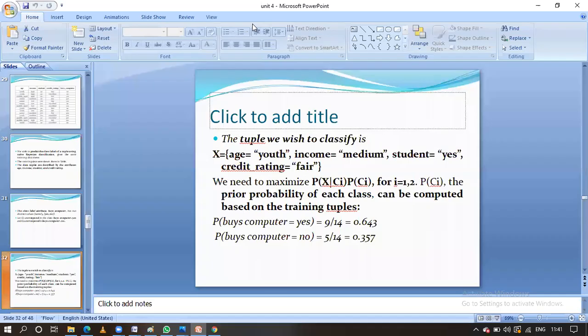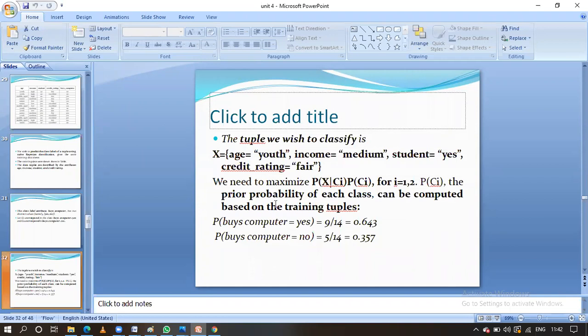Here is the test record: age equal to youth, income equal to medium, student equal to yes, and credit rating equal to fair. For this particular data, we have to find out whether the particular person with age youth, income medium, student yes, and credit rating fair is able to buy a computer or not.